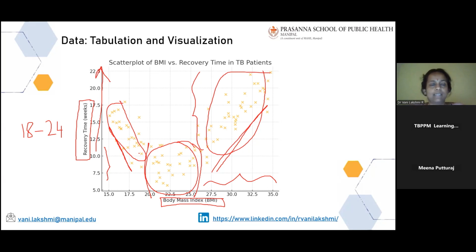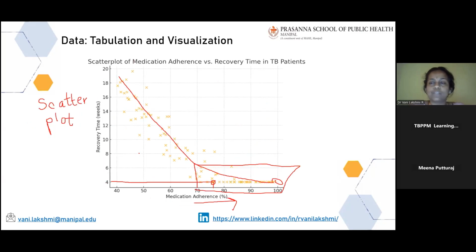So that is what one small scatter plot on patient level data does. We are able to understand the relationship between BMI and recovery time. So if you combine both the graphs, you can tell them the moment they enroll into the program, please adhere to medication at least 70% of the time. I know that 100% is not always possible because you may be working, you may have some financial constraints, you may have lack of awareness.